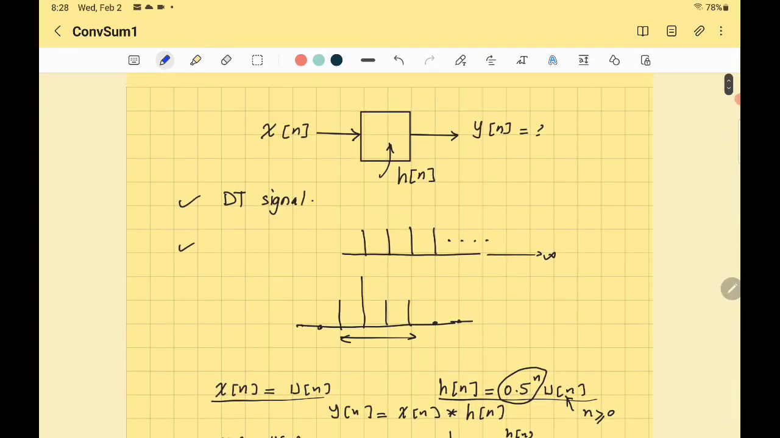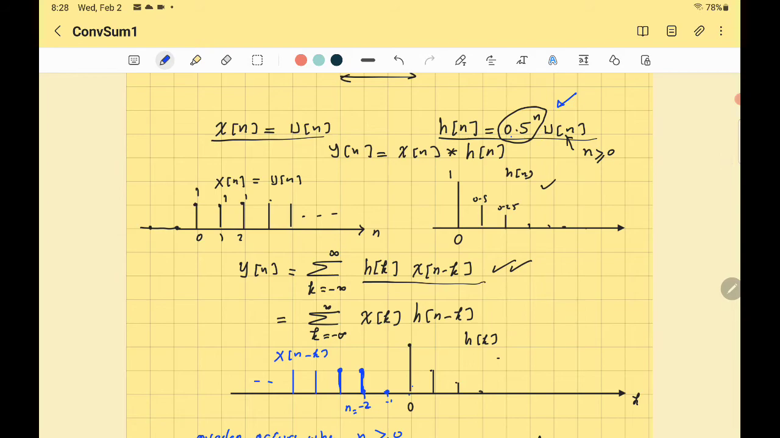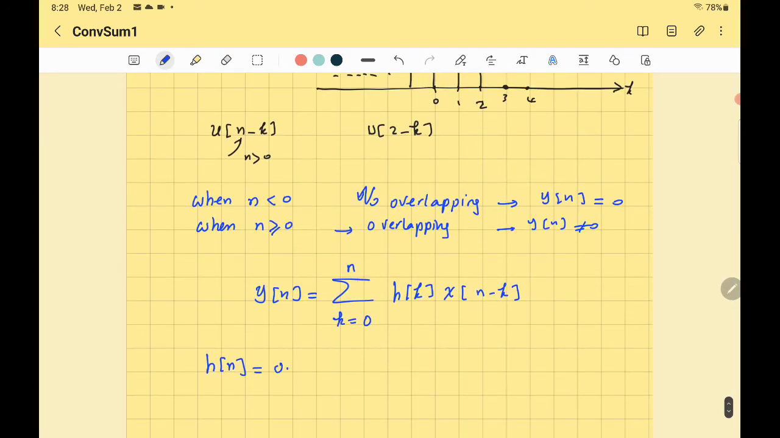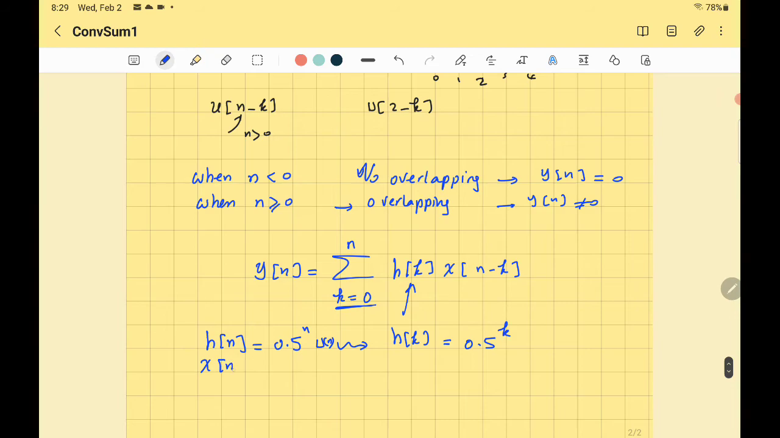h[n] was given as 0.5^n u[n]. So that was 0.5^n. Now, if I want h[k], like in this formula, I will just replace n by k. Then you ask, where is u[k]? Yeah, I know you have u[n] here. I'm not putting it here because I already changed the limit. That's the effect of it. Okay, what about x? x[n] was given as u[n], which is 1 when n is greater than 0. All right, so x[n-k] will be u[n-k], and still will be equal to 1 because we are working for n greater than 0 and k from 0. So if you start from k equal 0, the value is equal to 1.